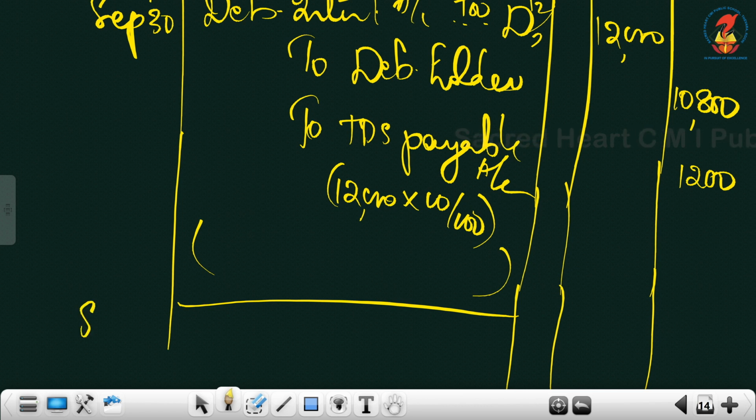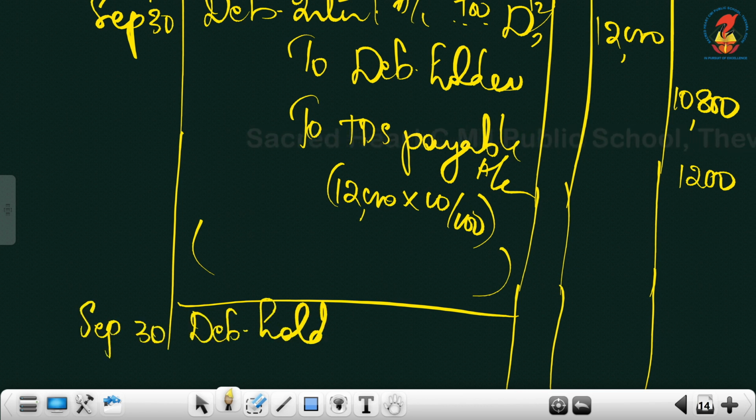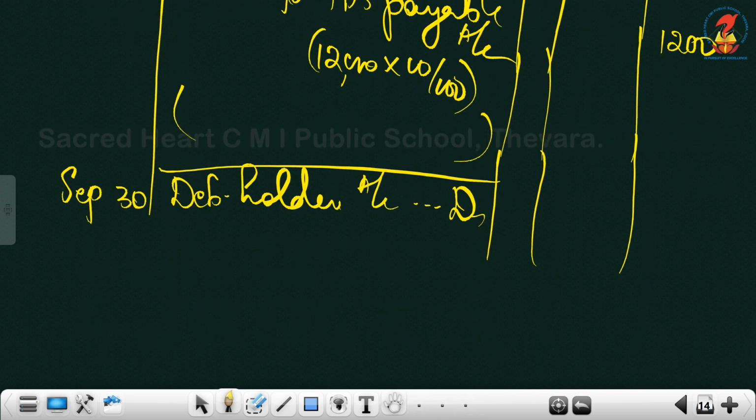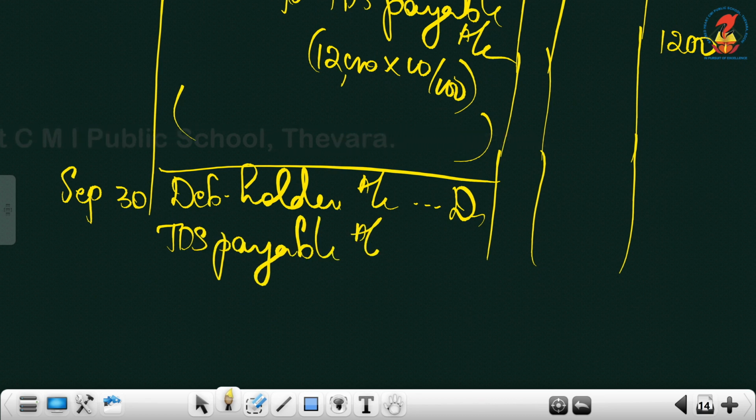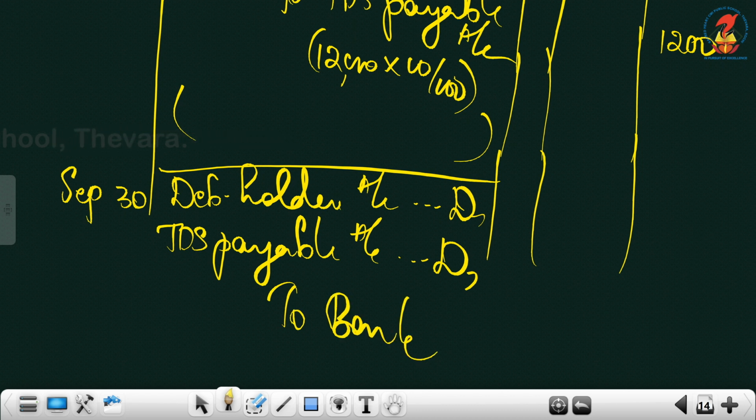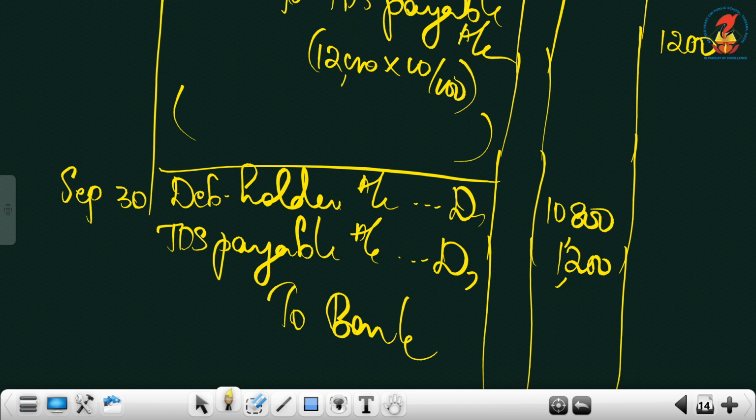Next is again on September 30th we will make the payment. So these two accounts you have to cancel, debenture holders account debtor, TDS payable account debtor to bank account. Debenture holders, take the same amount from the previous entry, it is 10,800. Then TDS payable 1,200 and write the total for bank, which is 12,000. This is how you have to write the amounts.